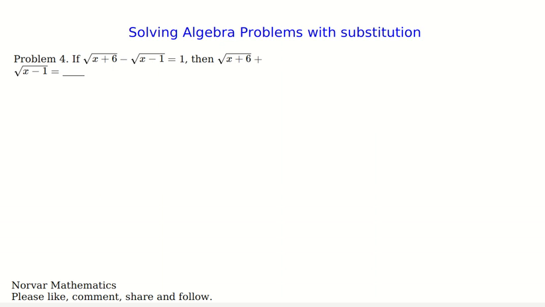Problem 4. If √(x + 6) − √(x − 1) = 1, then √(x + 6) + √(x − 1) equals what? Solution. The first two radicals are the same, and the last two radicals are also the same. Let √(x + 6) = a, √(x − 1) = b. The original problem becomes: if a − b = 1, then a + b equals what?